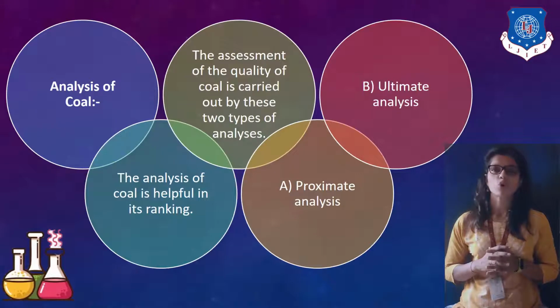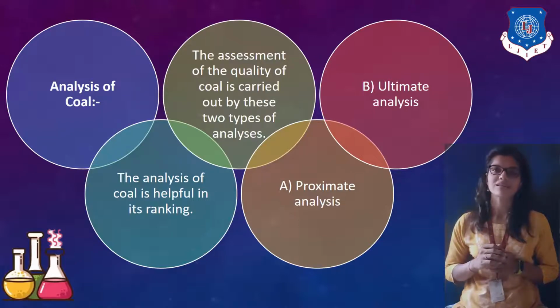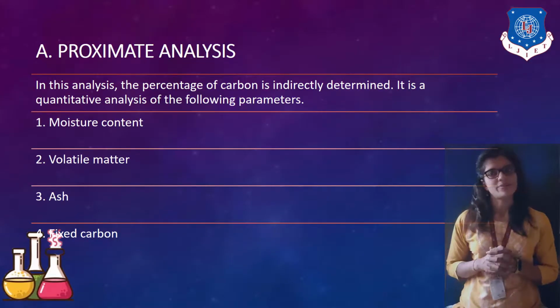The analysis of coal is helpful in its ranking. We have to rank the coal. It is known as coal rank. Depending upon the coal rank, it gives rise to its calorific value, and depending upon the calorific value, it will be utilized. The assessment of the quality of coal is carried out by two types of analysis. First is proximate analysis. Second is ultimate analysis. We have two different types, proximate and ultimate.